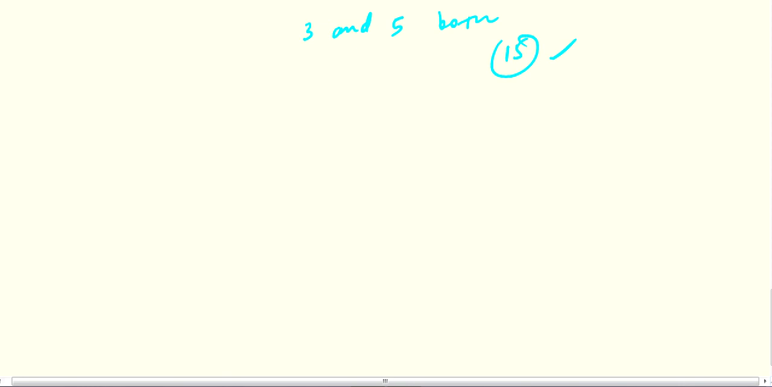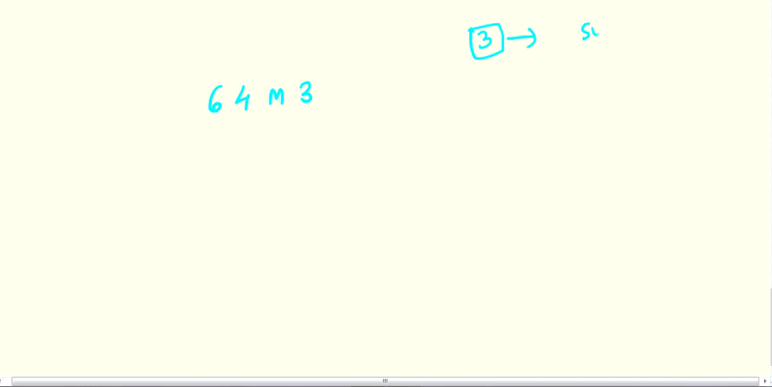Question number 11, we have to check that the given number is divisible by 3 or not. For that we are having one variable there, m, which we have to replace by another digit. So the first question is 64, then m, then 3. Now we have to find m here. What will be the m here? So first we have to check that the given number is divisible by 3 or not. And for the 3, divisibility rule is what? Sum of digits. So the first one is 6, then plus 4, then plus m, then plus 3.